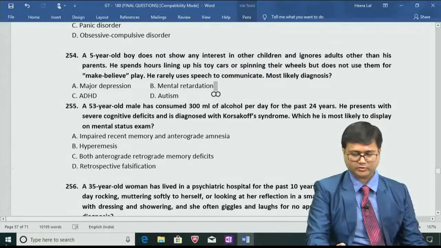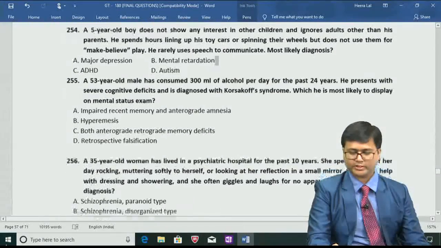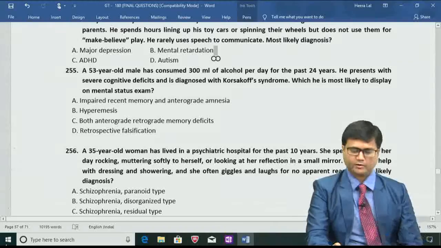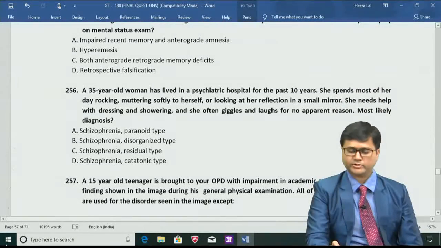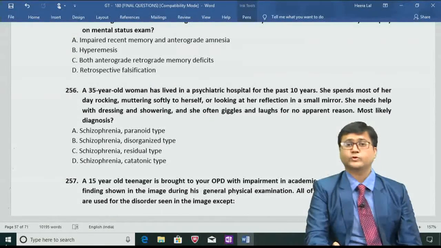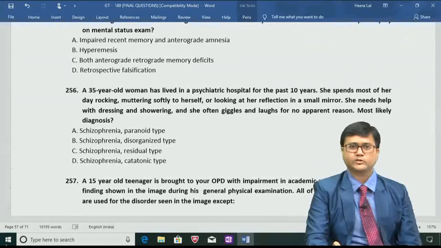Now, let us come to the next question. A 35-year-old female lived in a psychiatric hospital for 10 years, spends most of the time rocking, muttering softly to herself, looking at her reflections in mirror, dressing and showering. For that she needs help. She giggles and also laughs for no apparent reason. So most likely diagnosis? The correct answer is option B, that is schizophrenia, disorganized type.